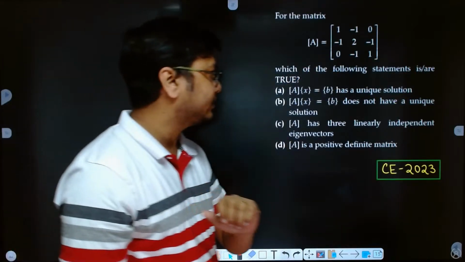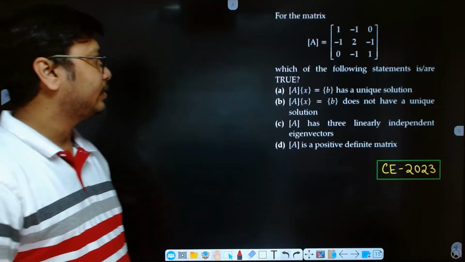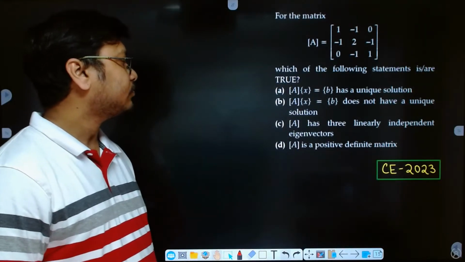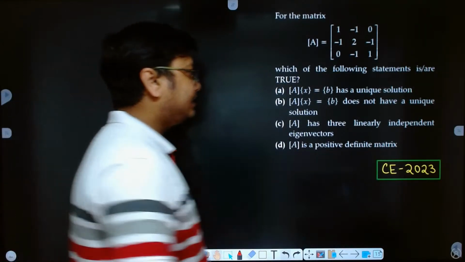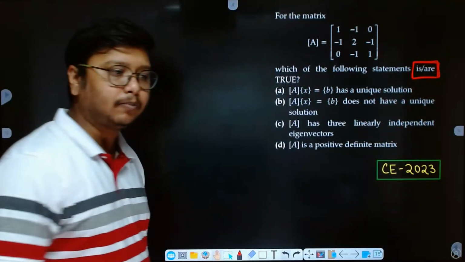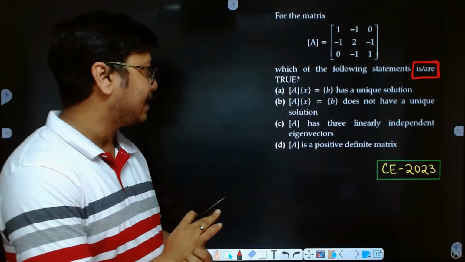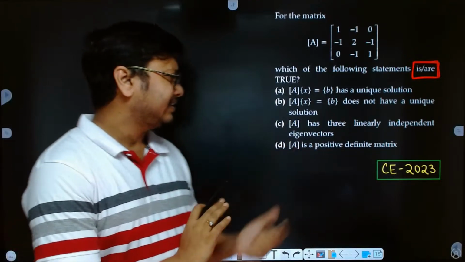Let's do this question. Let this be the last question for today. Again, it's an "is" and "are" question, so more than one correct answer is possible. Always pay attention to "is" and "are". More than one correct answer can happen. So I think this is a very easy question.